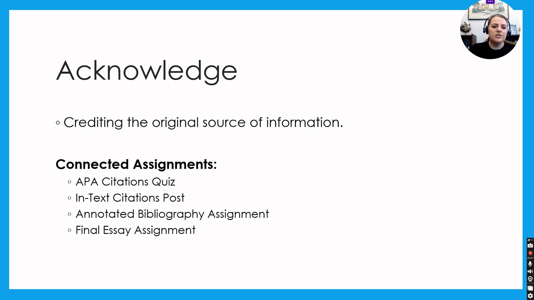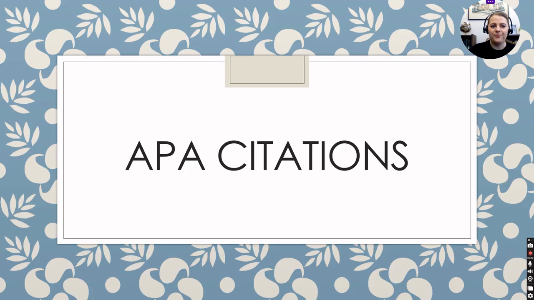The step of acknowledge is crediting the original source of information. And you're going to be doing this in 2 different ways. First is your reference page at the end of your paper, and then you have in-text citations. We're really focusing on the end-of-paper citations, and a little bit later on in the course, we'll be looking at in-text citations.